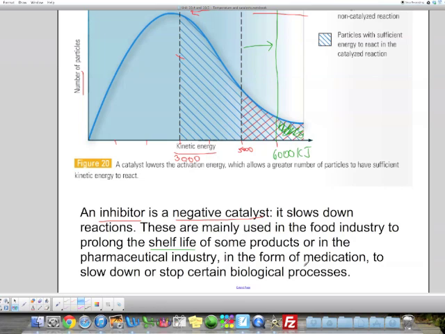Same thing for medication. Pharmaceutical companies want their pills to last long enough. If you buy Tylenol, you don't want to have to throw the bottle out the next week because you didn't take them. You want the medication to last a certain while. So they'll put chemicals in there that will slow down the decay of the actual pills so that they remain efficient for a while. So that's what we use inhibitors for.